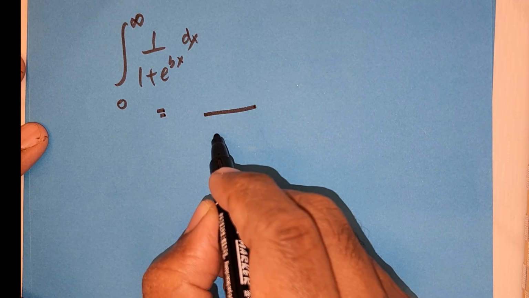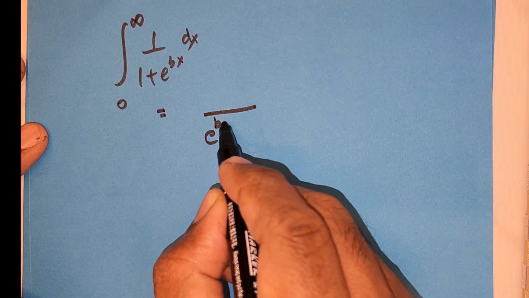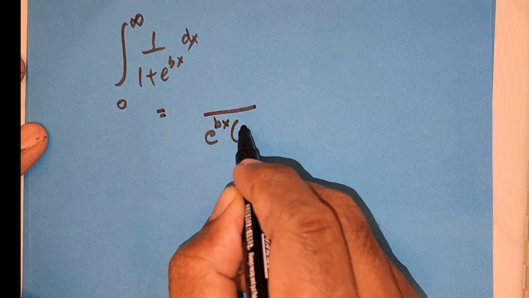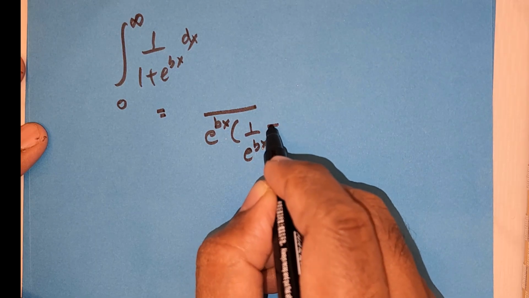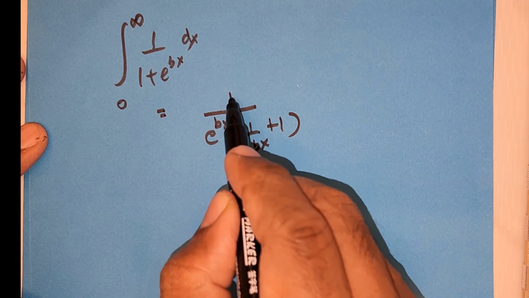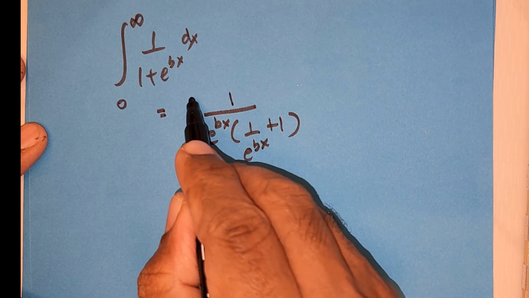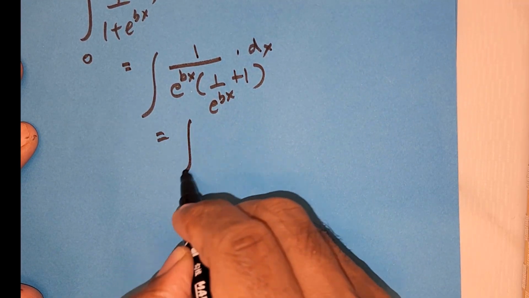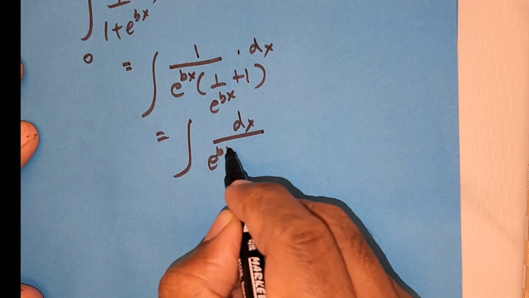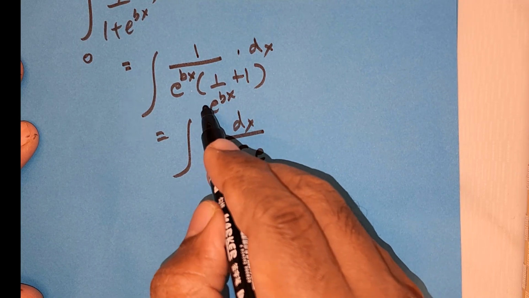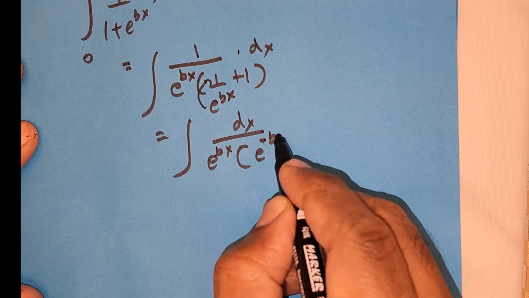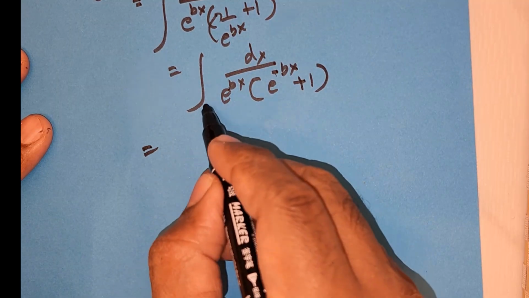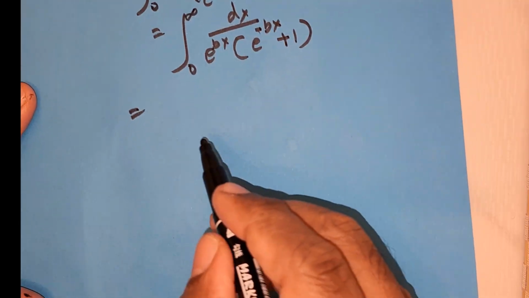For the denominator, I wish to take e raised to the power of bx out. So if I were to do that, I would get a 1 over e raised to the power of bx, positive 1 here, and the numerator just has 1 times dx. Now this can be further rewritten as dx over e raised to the power of bx times, I'm moving this to the numerator, so this is going to be e raised to the power of negative bx, positive 1. Of course the limits are 0 to infinity.